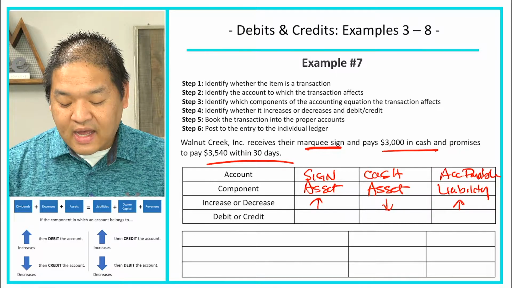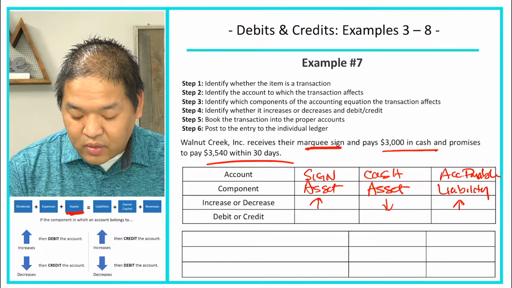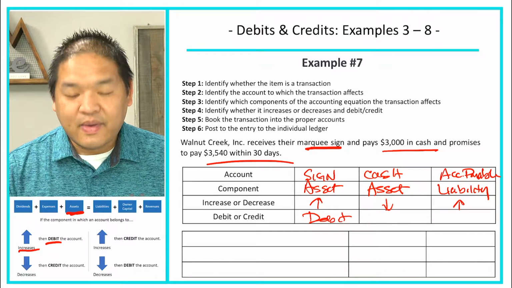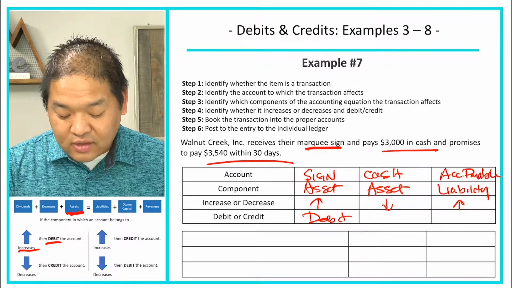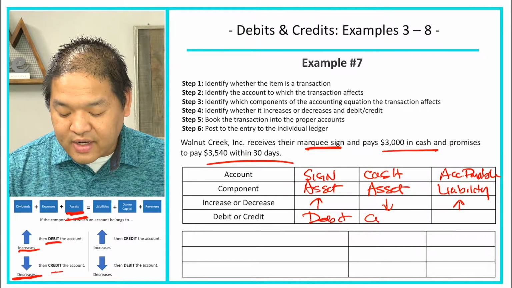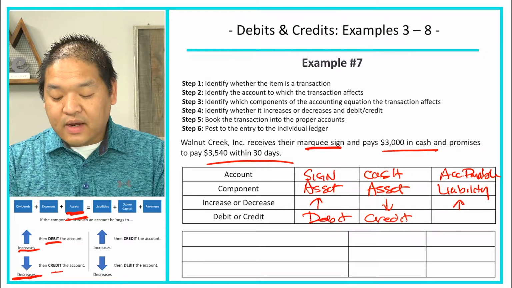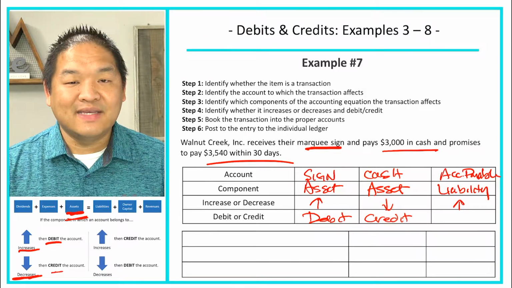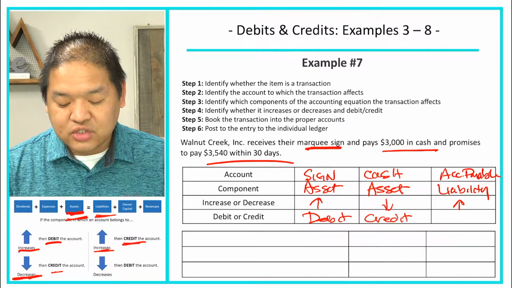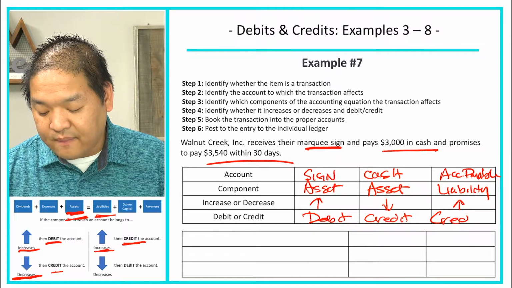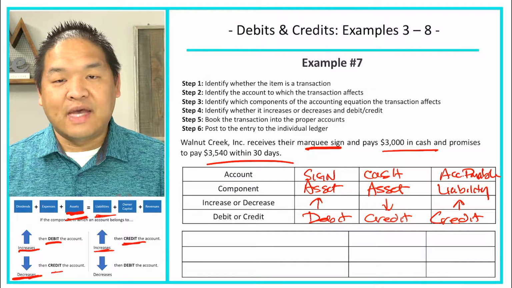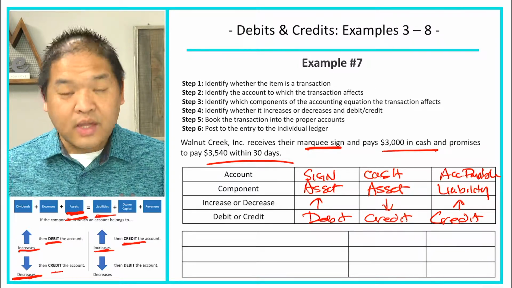All right, so the sign is an asset. The asset is going up, so that's increasing. We're going to debit the account. What about cash? Well, cash is also an asset, but we are going to decrease it, so it's going to be a credit. And what about our accounts payable? Well, our accounts payable is a liability. That liability is increasing. We're going to credit that as well. All right, so now that we have all of these, it's time to actually book our debits and our credits. So let's start with our debit.